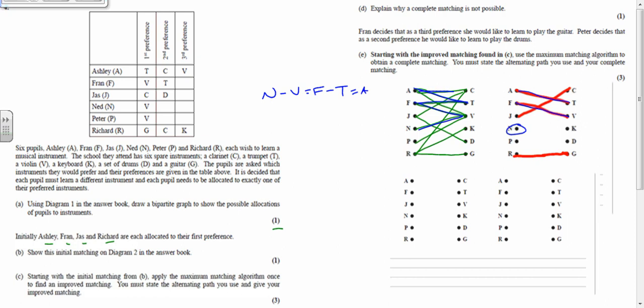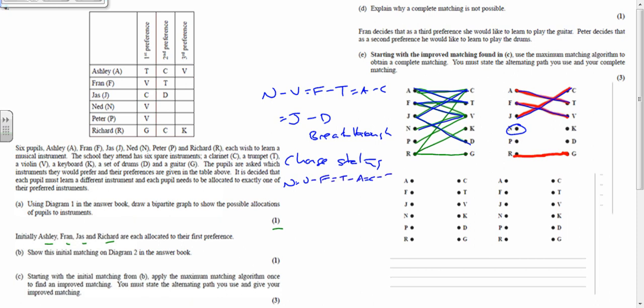A can go to C, which is already matched to J. And then J can go to D, which is a breakthrough. You then change the status. So N equals V, F equals T, A equals C, and J equals D.